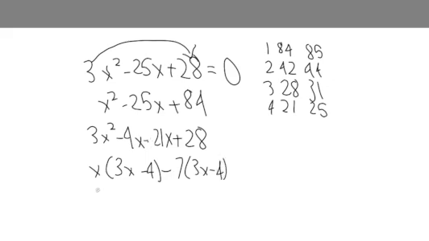And then now you have x minus 7 and 3x minus 4 equals 0. So now we can solve for each of these. So x equals 7, and then for this one specifically, we add 4 to both sides. We multiply both sides by 3, so we get x equals 4/3.